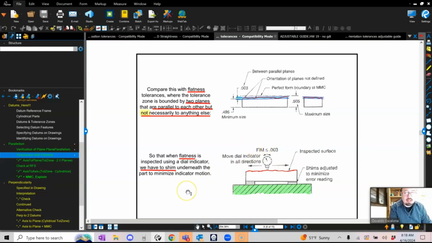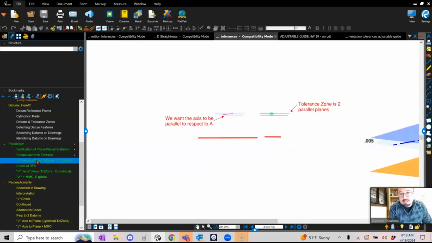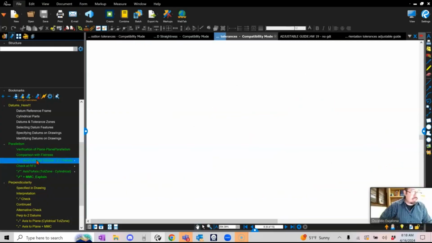But it's harder. Compare this with flatness tolerances, where the tolerance zone is bounded by two planes that are parallel to each other, but not necessarily to anything else. Again, flatness is just flatness to itself. So when flatness is inspected using the dial indicator, we have to shim the underneath of the part to minimize indicator motion. Okay. You can also control parallelism of other features.